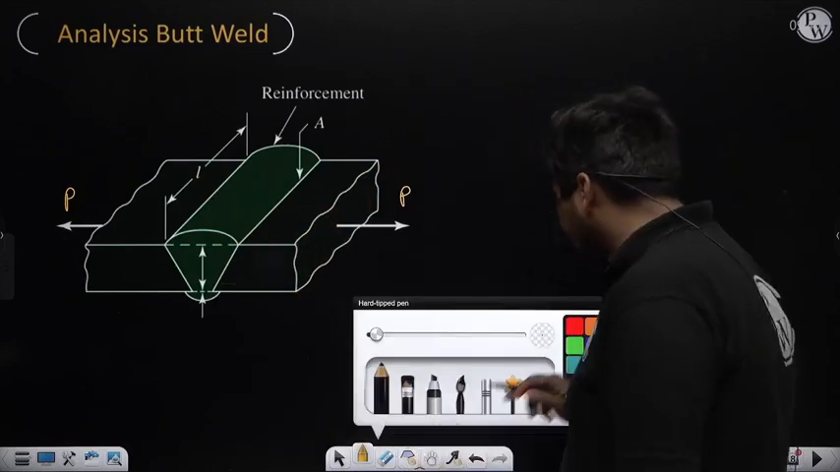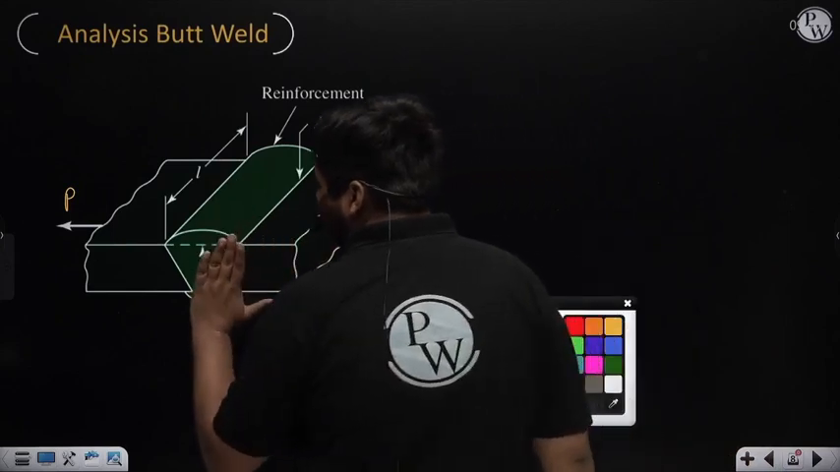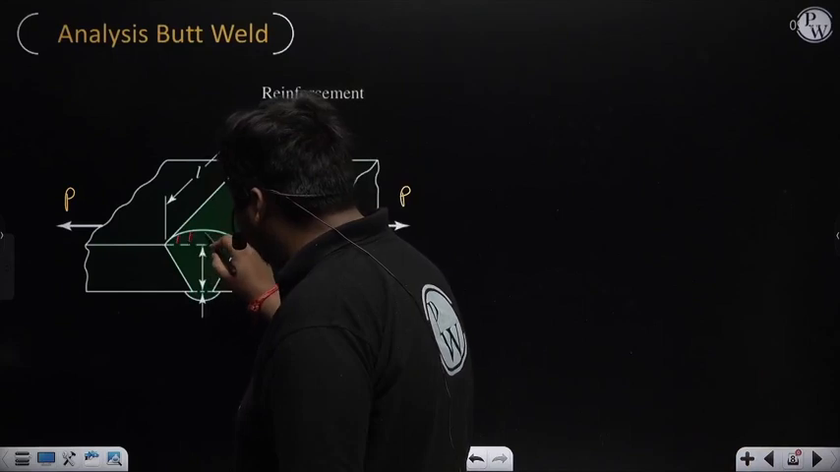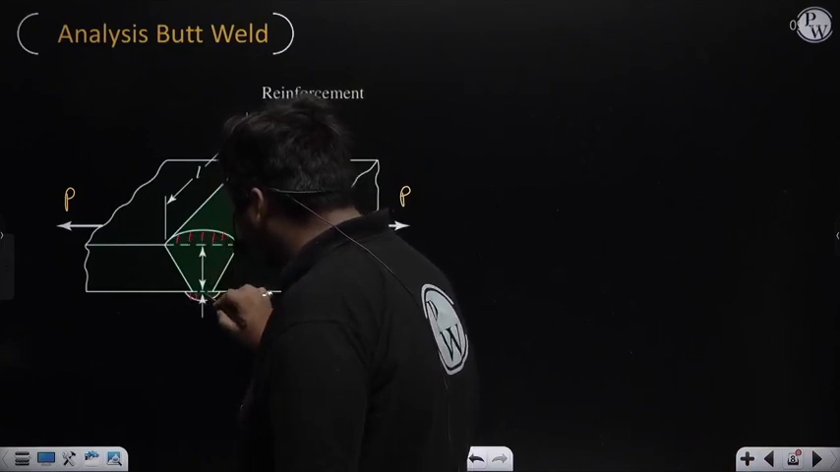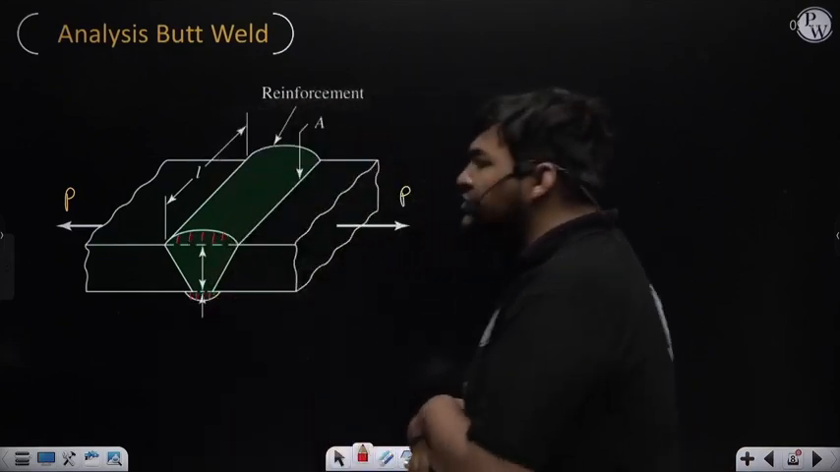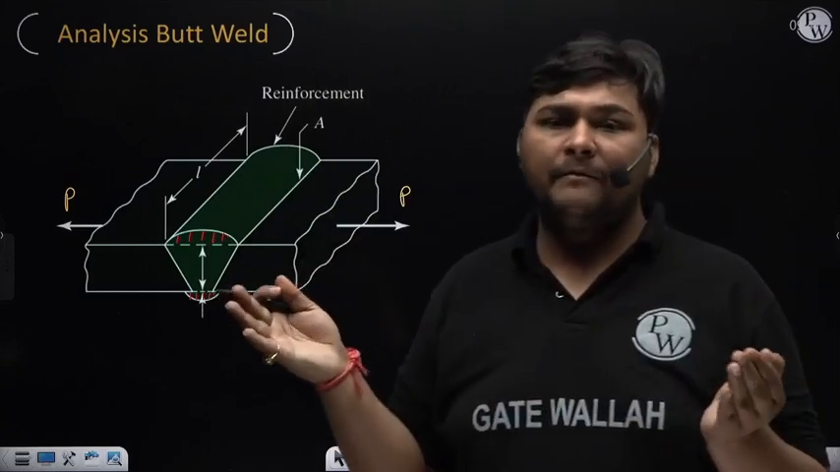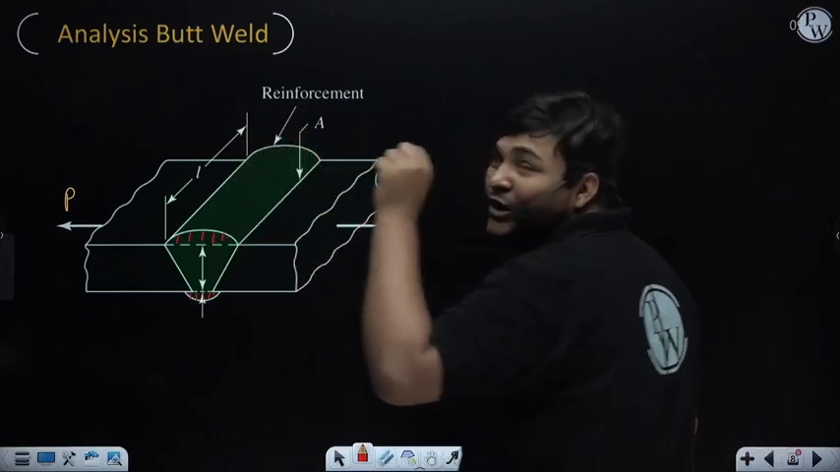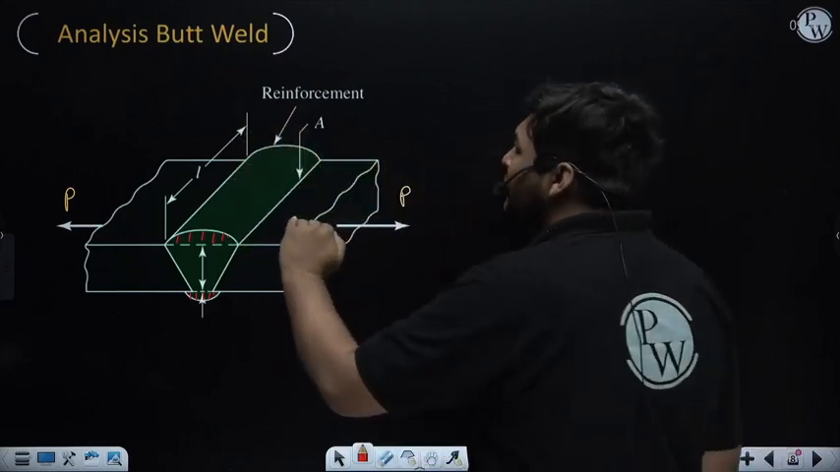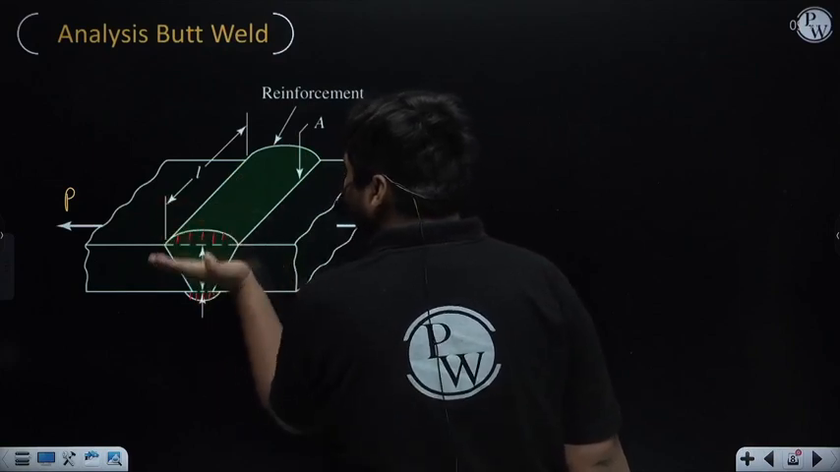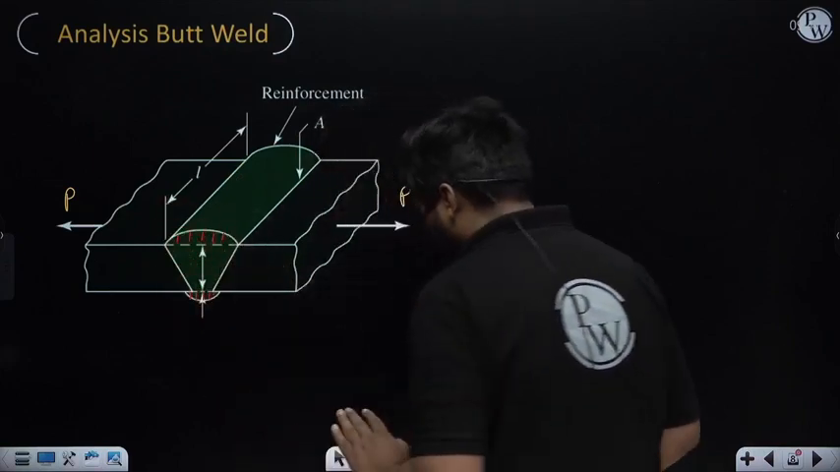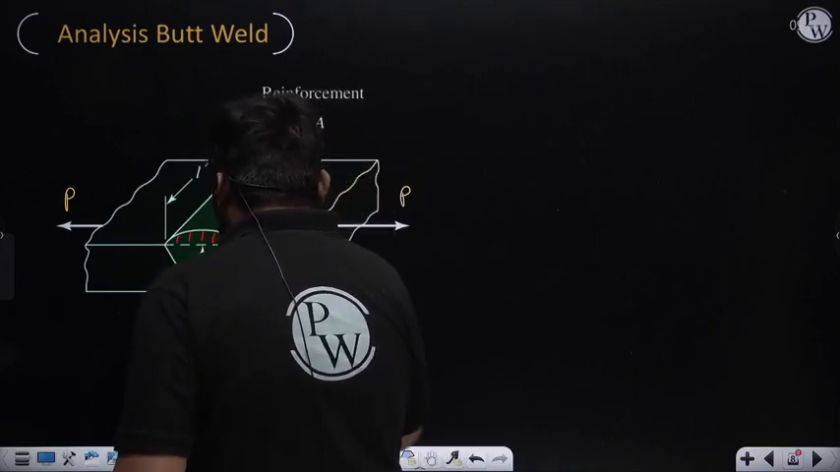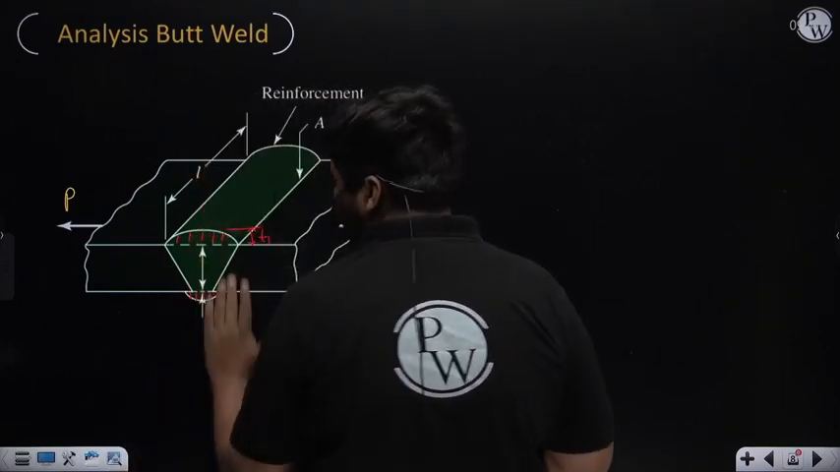Now in this view you can see this part. Suppose I am shading this part and this part. This shaded portion is outside the plate, because if you do welding, it will not occur in a proper manner. Some part of the weld material will go outside the plate, like this part and this part. Suppose I am denoting this thickness as T1. This dimension is nothing but the thickness of the weld.